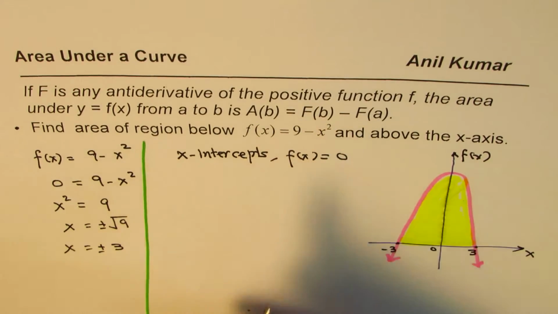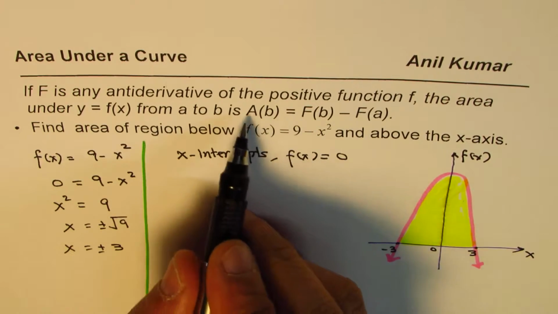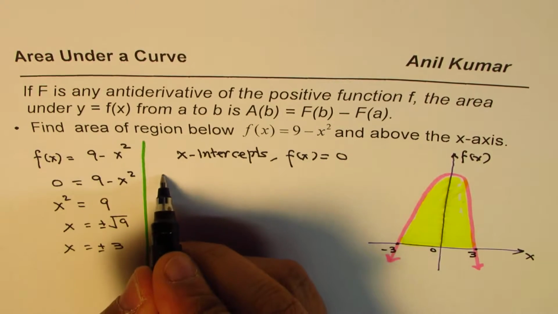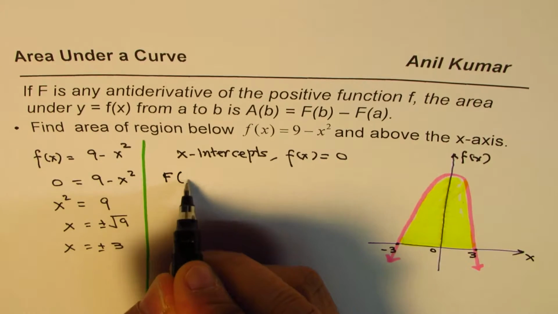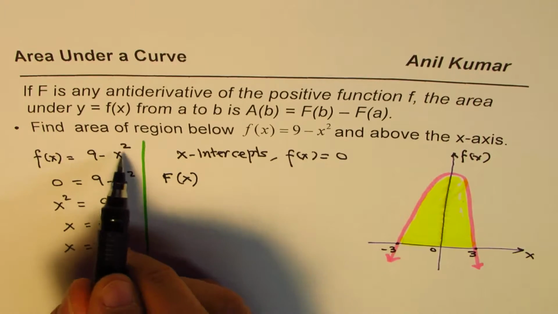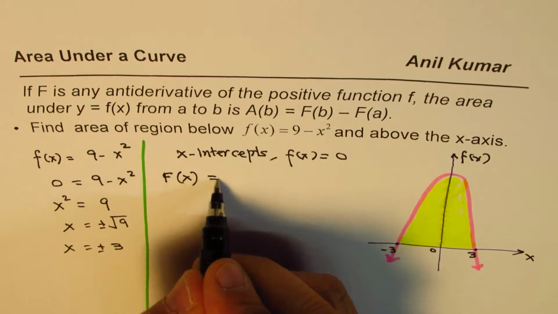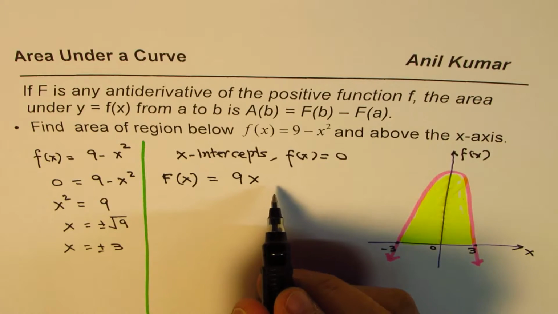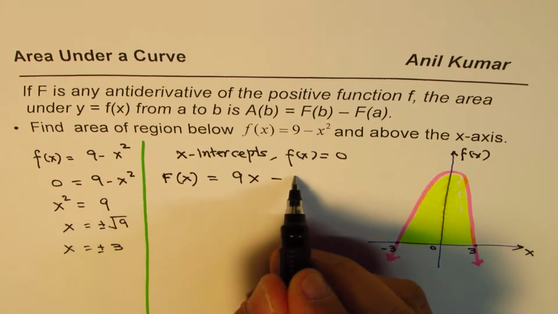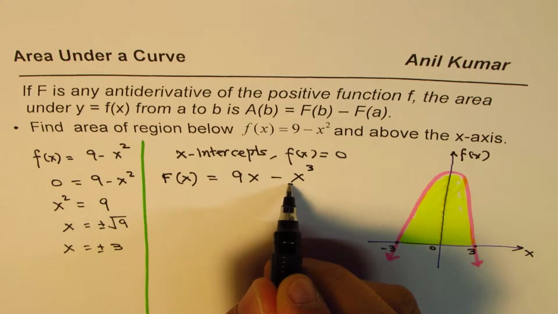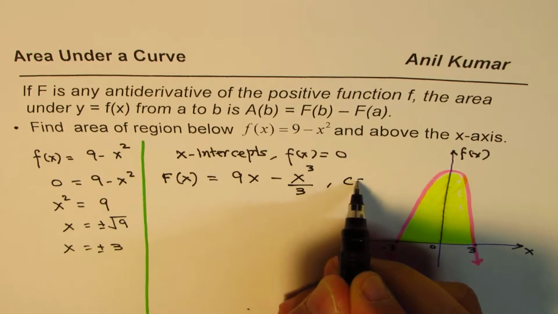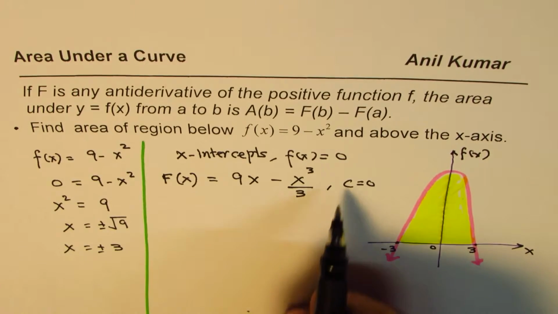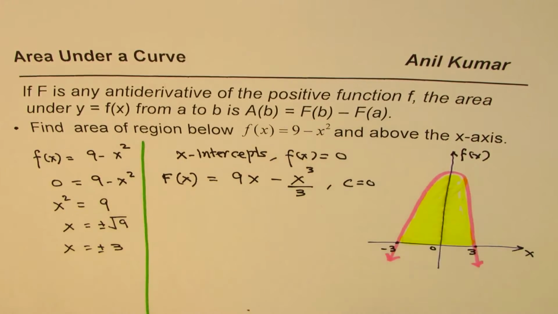So F of b and F of a are needed, right? So we are going to use this particular method of solving, that is to find the antiderivative of this function. So let's find the antiderivative of 9 minus x squared. The antiderivative of 9 is 9x, minus the antiderivative of x squared, which is x cubed over 3, right? We'll choose c equal to 0, so I'm not writing plus c. The idea is whenever you're given two limits, that c cancels off when you do F of b minus F of a.